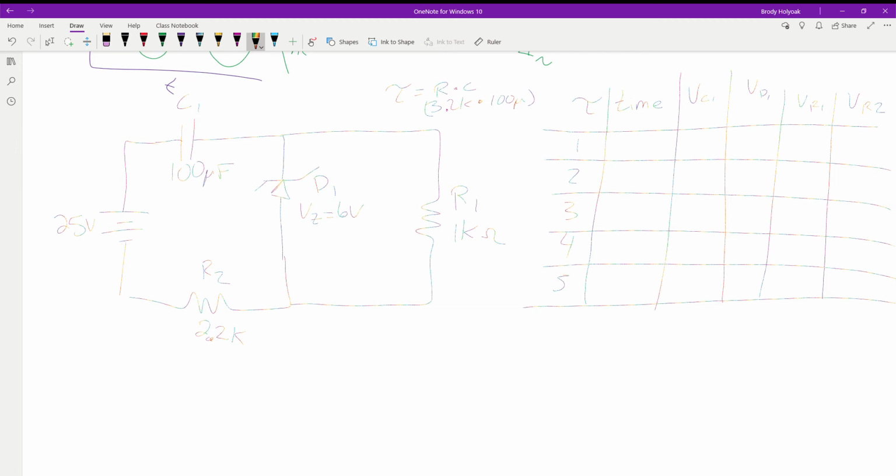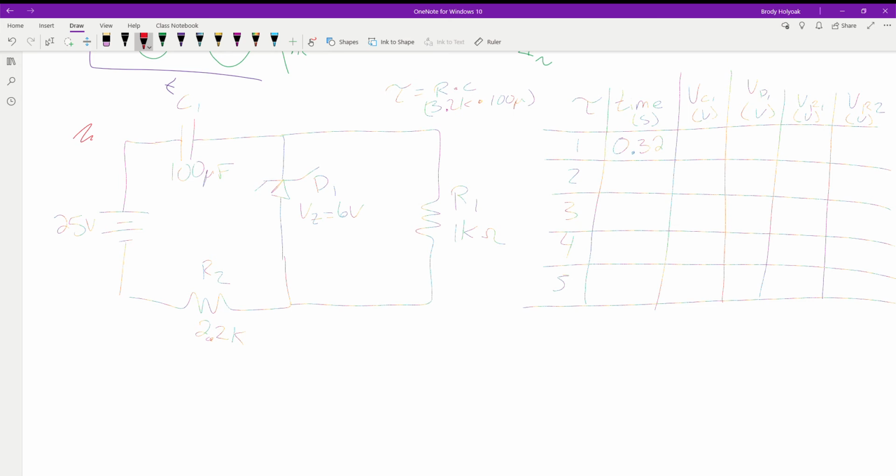320 milliseconds. To save time, I'm putting in my columns what units I'm going to be using. So first tau is 0.32.